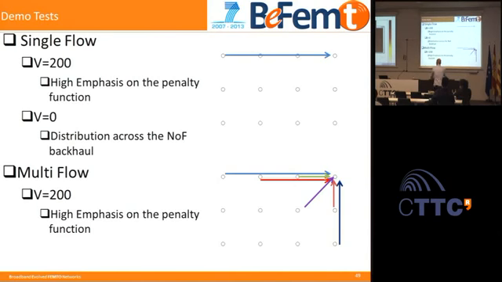So the first experiment that we want to show, I will explain here, is: okay, let's try to send a flow of 2 megabits from this node to this node using a high degree of direction in reaching the destination. So let's give a high emphasis to the penalty function. Let's close this and let's execute. Okay, let's pray now.